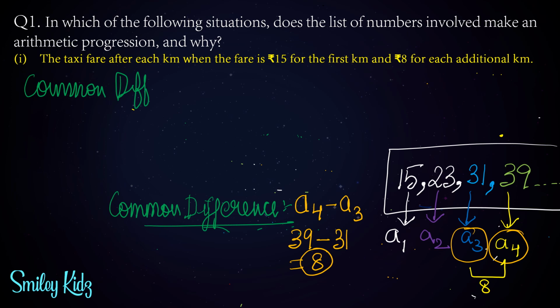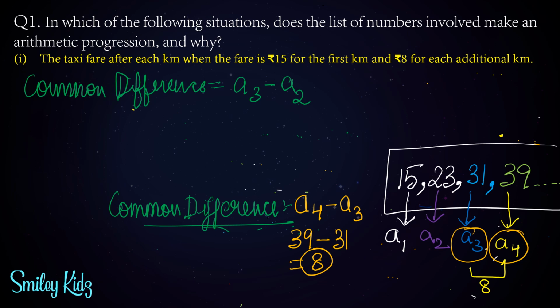Common difference is equal to A3 minus A2, isn't it? So the common difference will be A3 minus A2. And remember, it's never going to be A1 minus A2 or A2 minus A3. Always the preceding term will be subtracted from the succeeding term.